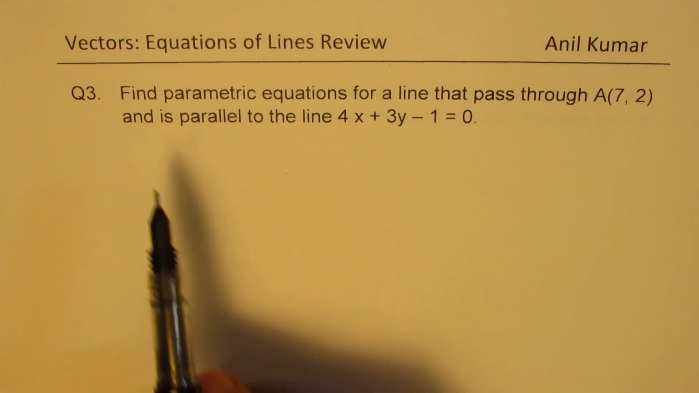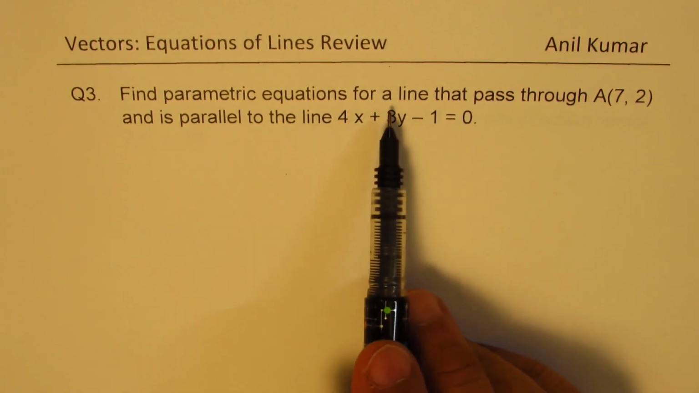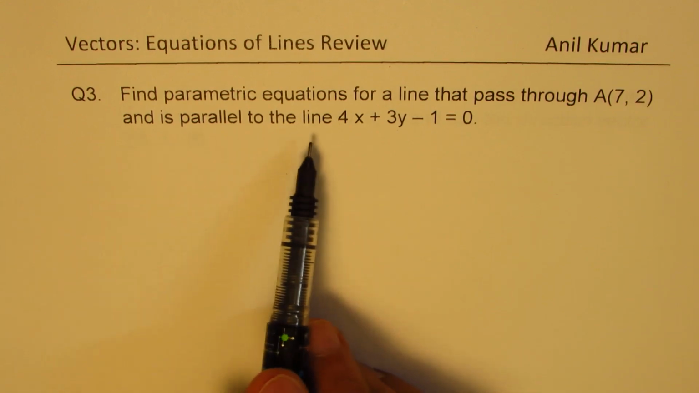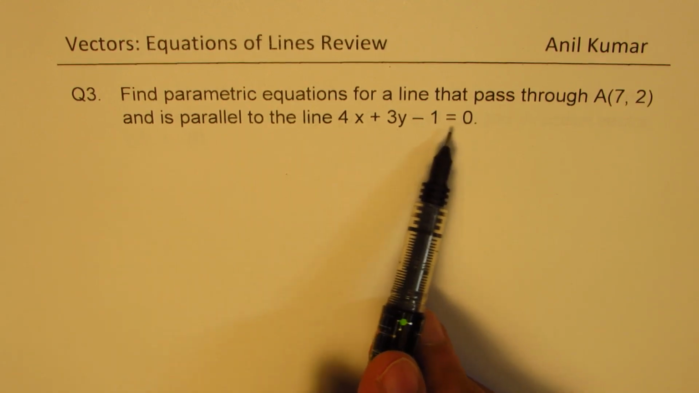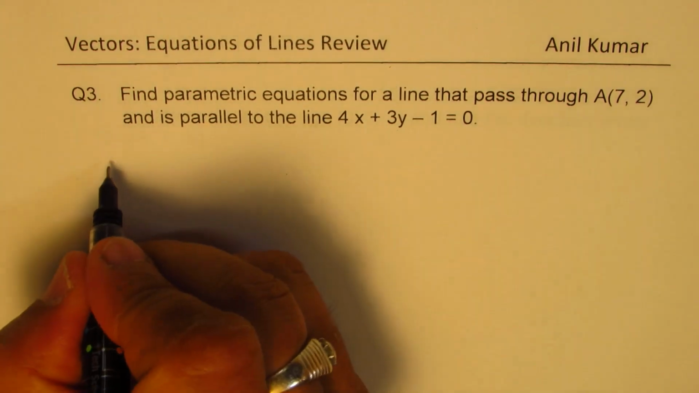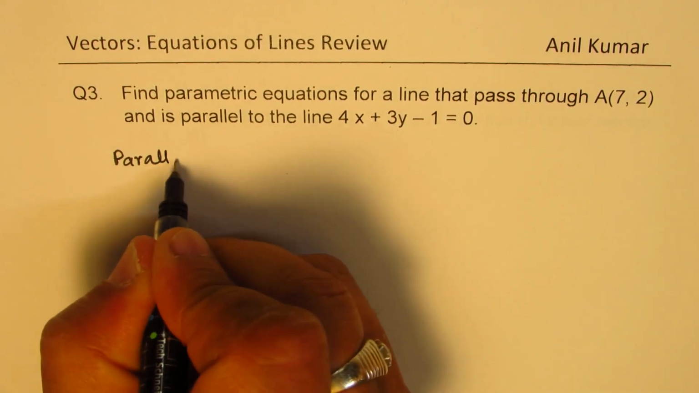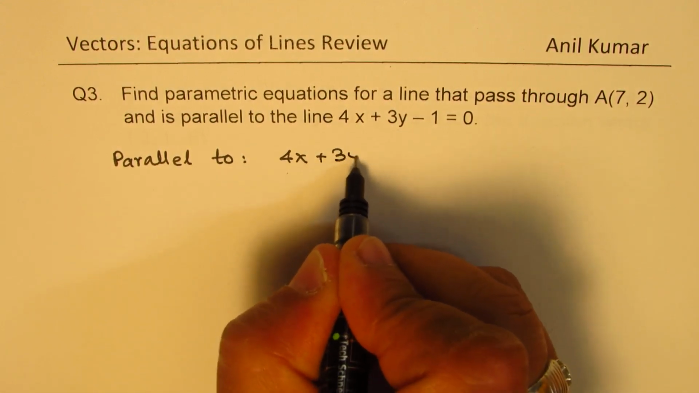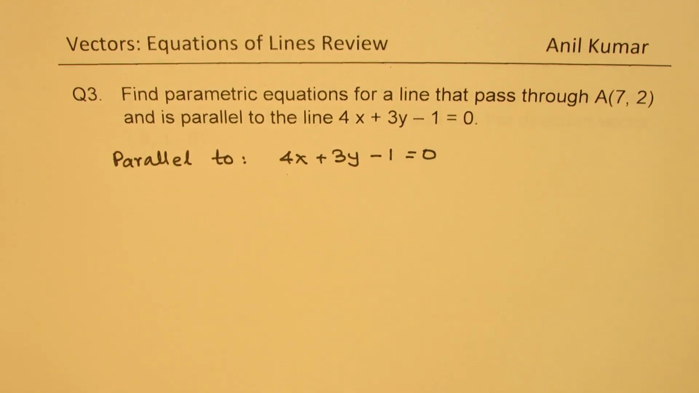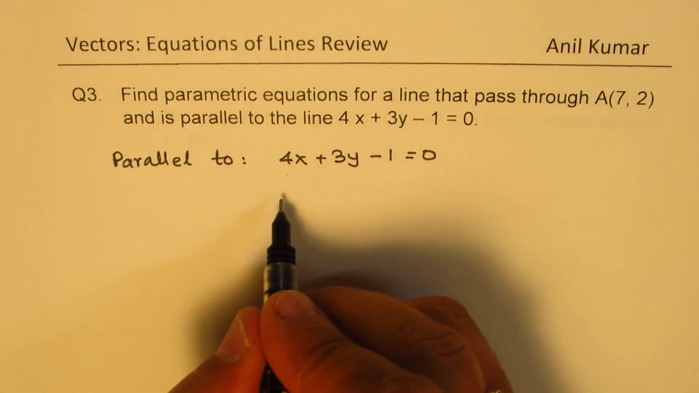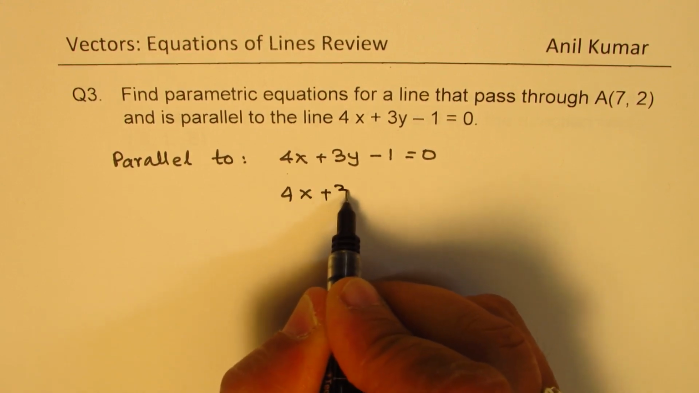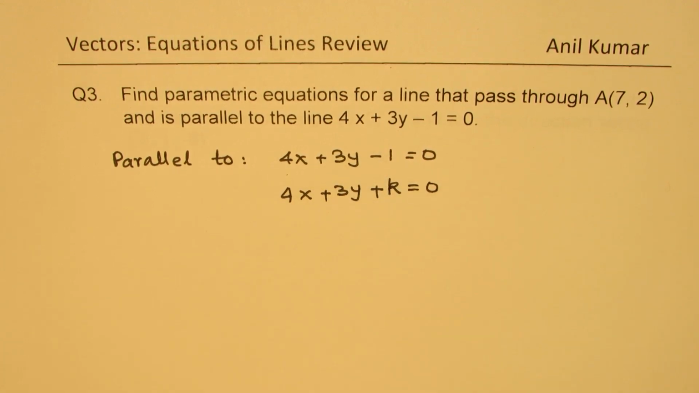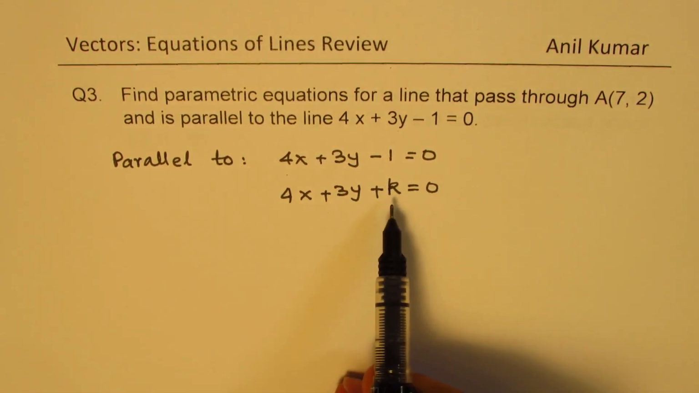Question number 3. Find the parametric equation of a line that passes through point A (7, 2) and is parallel to the line 4x plus 3y minus 1 equals 0, right? So we are saying parallel to the line 4x plus 3y minus 1 equals 0. So that means we could write this as 4x plus 3y plus k equals 0. So that is a line which is parallel. Perfect. So the k value is going to be different.